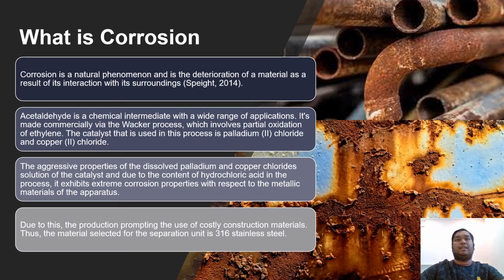The use of the catalyst and the hydrochloric acid content in the process exhibit extreme corrosion properties toward the metallic material of the apparatus. Because of this, the production prompts the use of costly construction material. Therefore, we have chosen 316 stainless steel as the material for our separation unit.